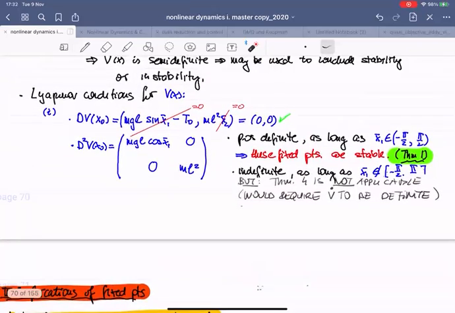It looks dissipated, but it's still piecewise conservative. Any questions?